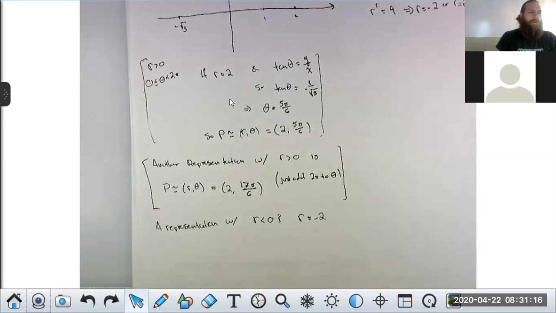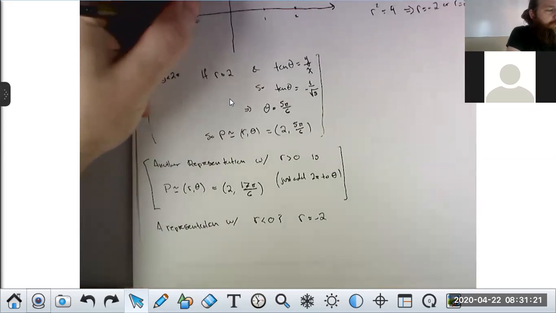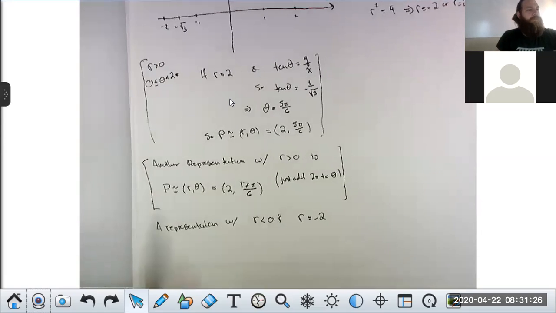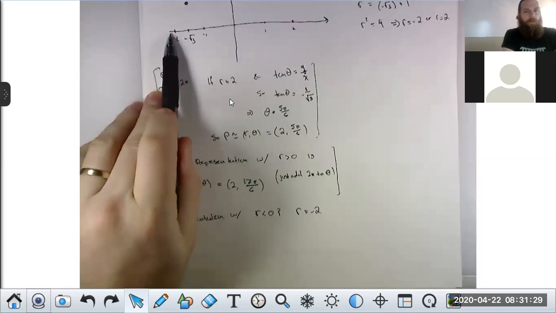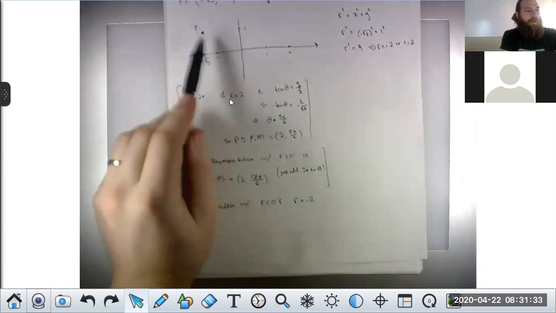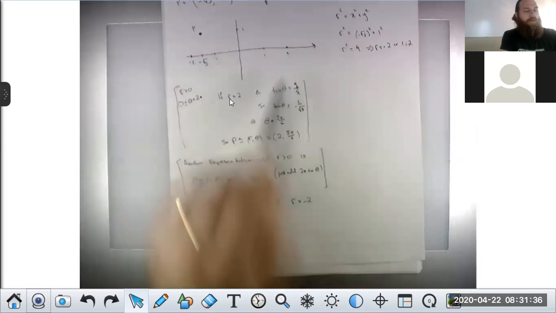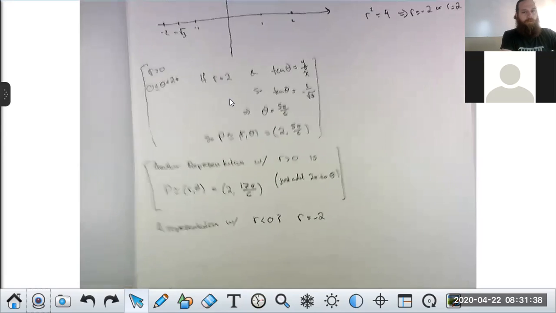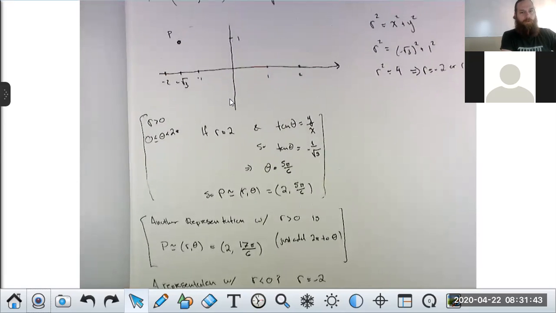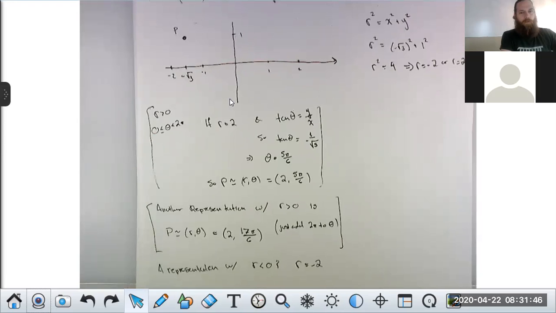But how do I find theta here? If I walked out -2, how do I get from this location on the polar axis to P? Or if you like, I can think of P as being reflected through the origin from what point? Thoughts on that?